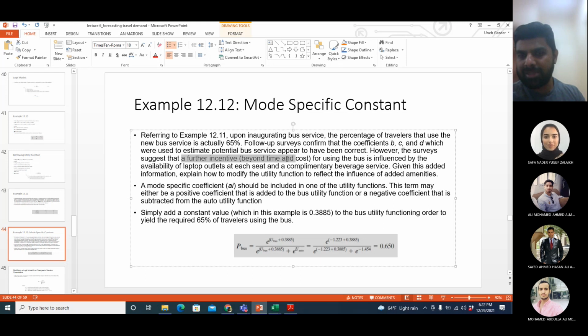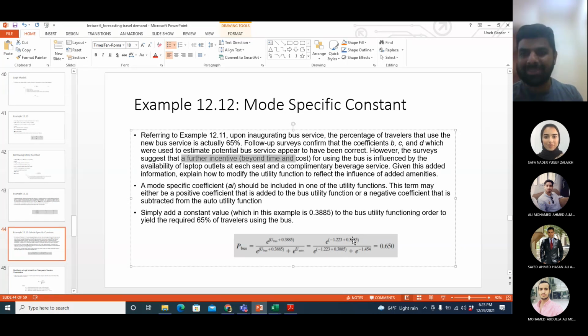Without these two services, the standard utility function is giving you around 56% passengers. So what is the effect of this laptop and beverage service? To calculate it, you take the equation, for example, probability of the bus service. Like I said, you have two options. Either you add a constant to the bus equation, or you subtract a constant from the car equation. In this case they are saying we will add a constant to the bus equation. Now what should be the value of the constant?